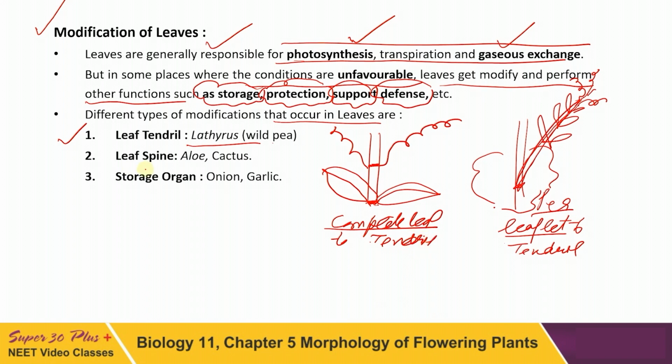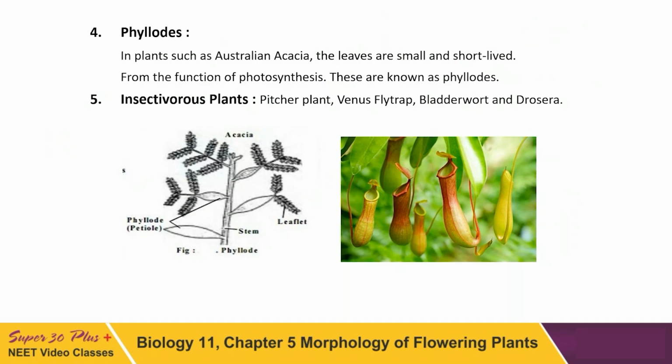In the case of spines, leaf spines, you are familiar. In the case of cactus, you have seen opuntia. The leaves have become spiny just to reduce transpiration, and for protection also. In onion and garlic, they have stored food, so the leaves have become fleshy, and because they have stored the food, they have to be modified. Okay. Come to the next now. We have one more important modification, a very interesting one, known as phyllodes.